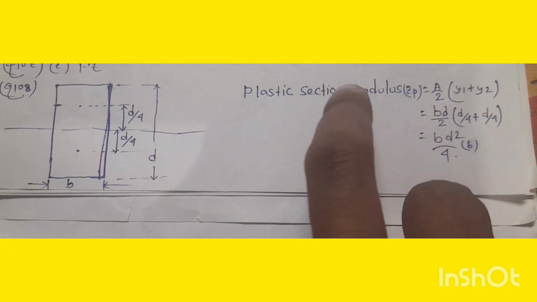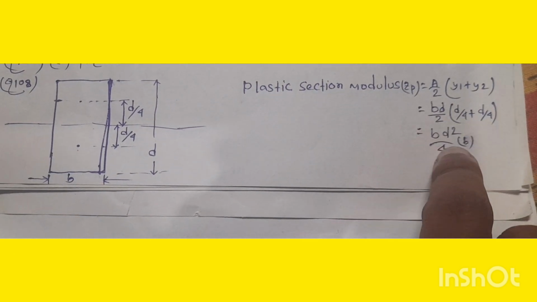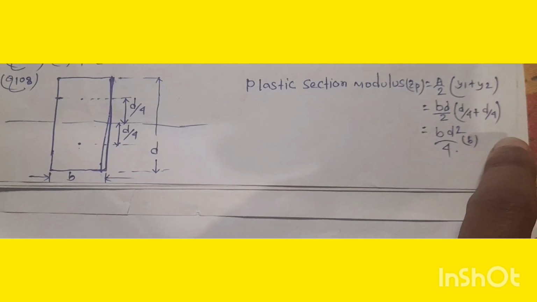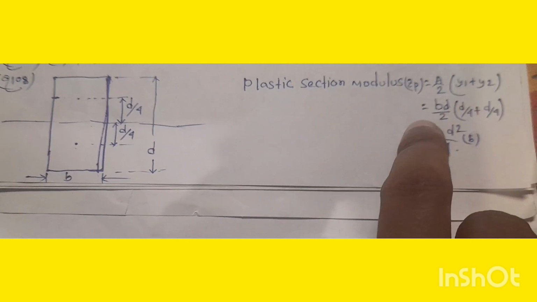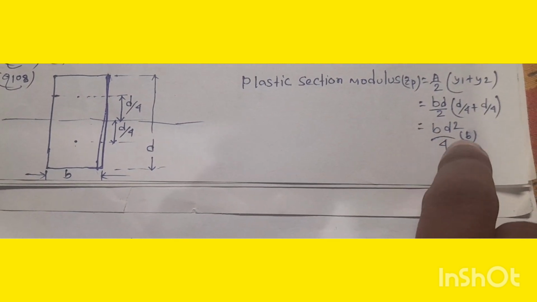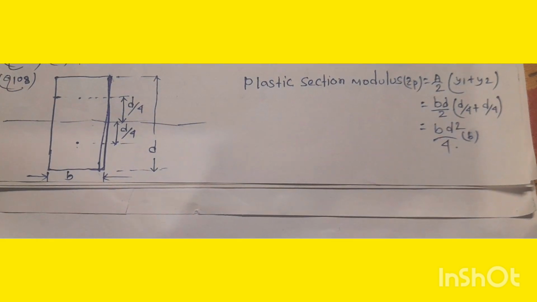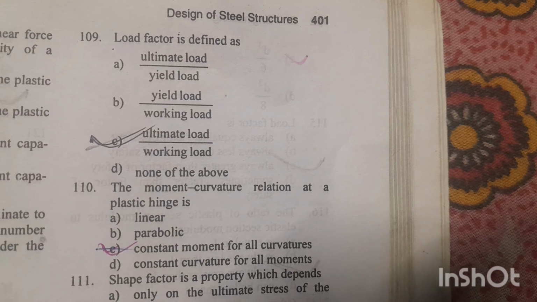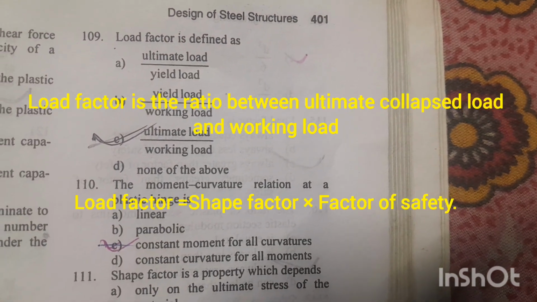If we put the value into the equation, the plastic section modulus Zp will be equal to BD by 2 within bracket D by 4 plus D by 4. So plastic section modulus Zp will be equal to B D square by 4. Option B is right answer. Question number 109. Load factor is defined as ultimate load by working load. Option C is right answer.